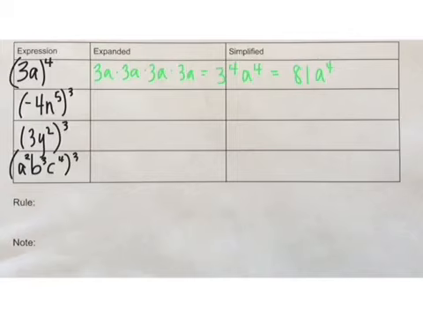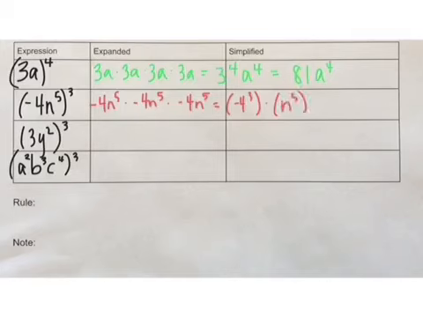Then for our next one, we have the quantity of negative 4n to the fifth, all to the third power. And so for this one, we have our negative 4n to the fifth, and then we have that 3 times. And then that ends up to be negative 4 to the third power times n to the fifth power to the third power, which then negative 4 to the third power, that's negative 64. And then n to the fifth power all raised to the third power, we're going to use our power of a power rule, and that's going to be n to the 15th power.